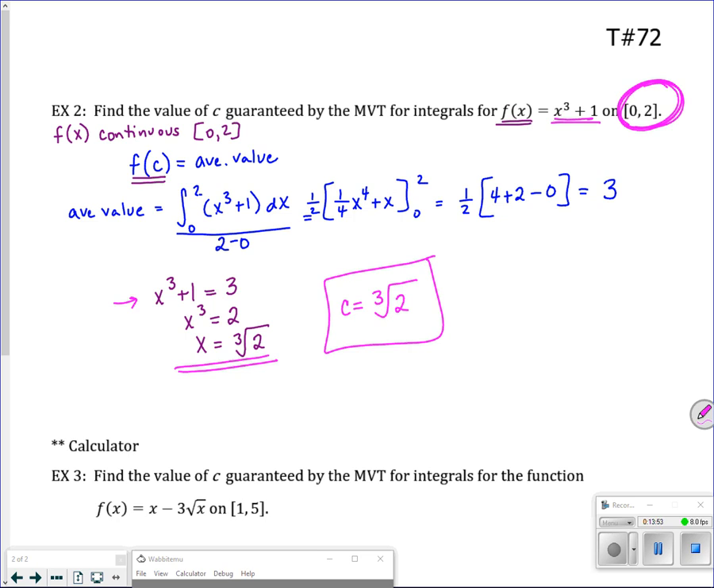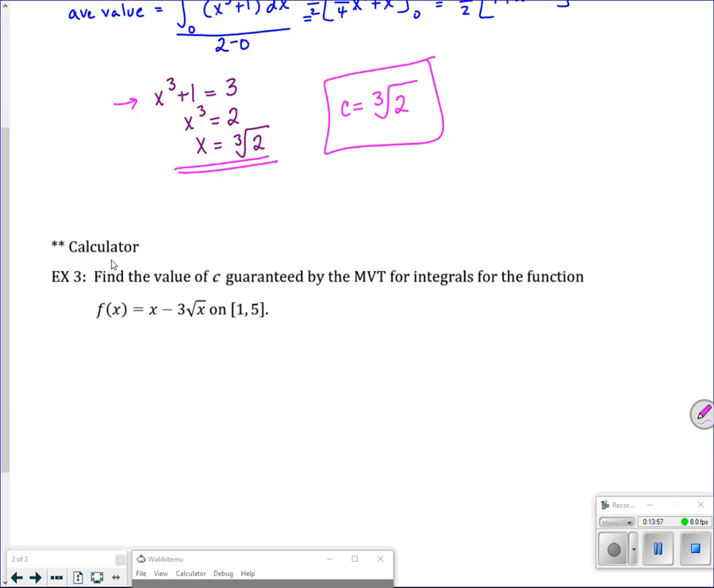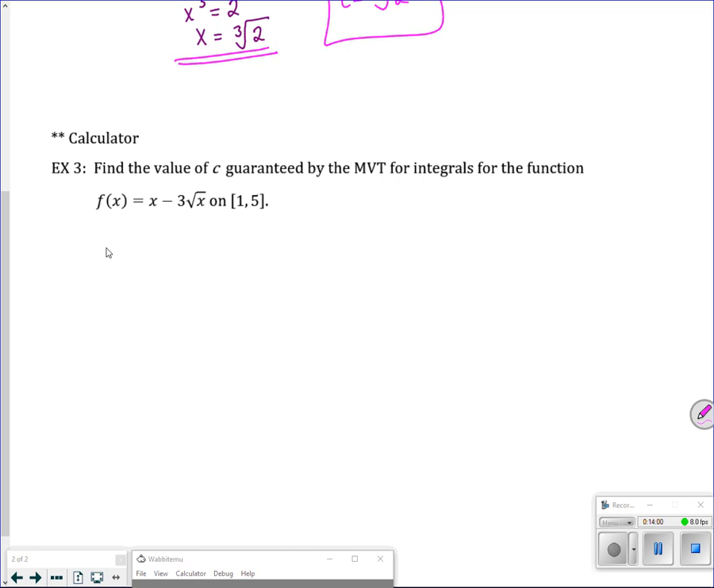Your test is going to be that way, so follow those things. But in the next example, it says I can use a calculator. So if we think about using a calculator, let's use it to the best of our ability here. Now, before I start typing, I think about what I need to do. Well, it says find the value of C guaranteed by the MVT for integrals for that function. So the question is the same as the last question, but I'm just going to use the calculator to be smart about it.